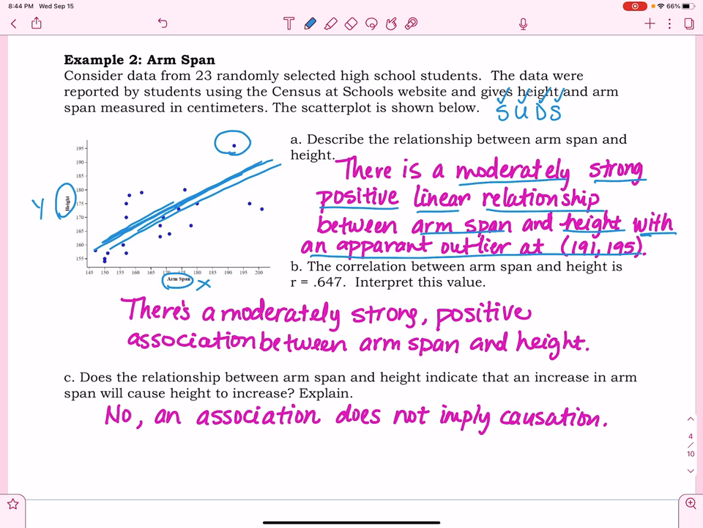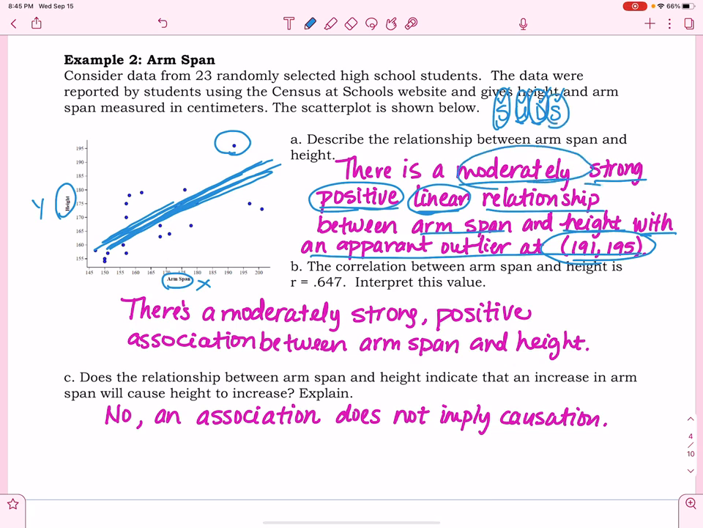All right, have I addressed everything? Did I talk about shape? I said it was linear, so yes, I did. Did I talk about unusual features? Yes, I did. I think there's an outlier. It looks like an outlier. That's what I'm going with. Direction: it is positive. It's in the positive direction. And, of course, the strength.